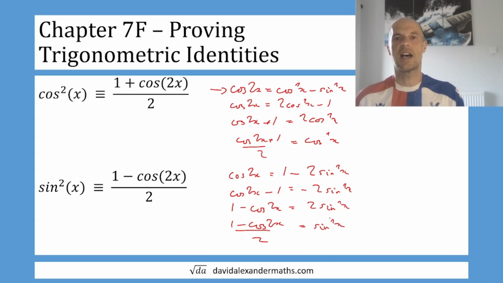There we go. As I say, worth remembering these. I'm sure I've mentioned it in previous videos. Learning that cos squared x is a half plus a half cos 2x, and sine squared x is a half minus a half cos 2x can really get you out of trouble in some of these nasty questions, and also when you're doing some of the integration later on as well.